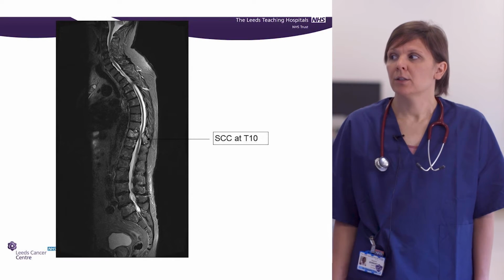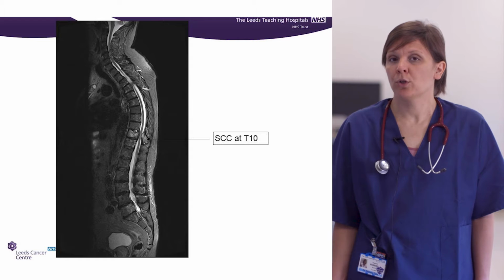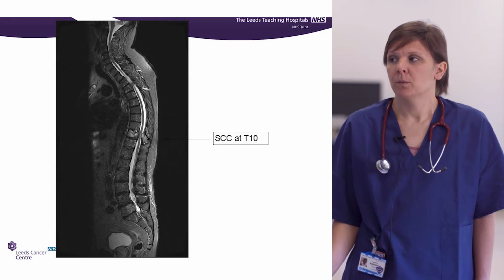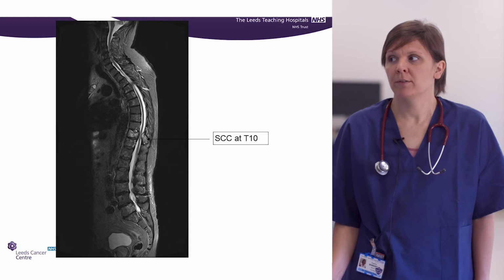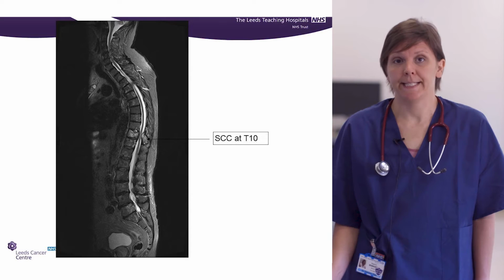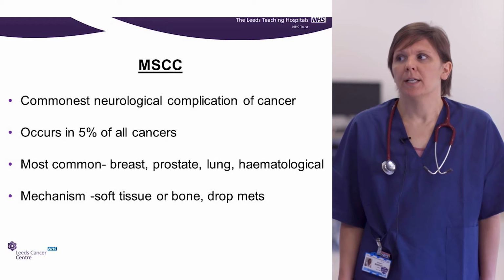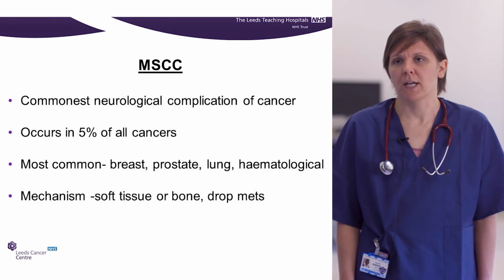So the image here shows spinal cord compression at T10. You can see that the vertebrae is affected by tumour and that the normal CSF, which is the white bit surrounding the spinal cord, is not evident where the arrow is pointing to, T10. So spinal cord compression is the commonest neurological complication of cancer.